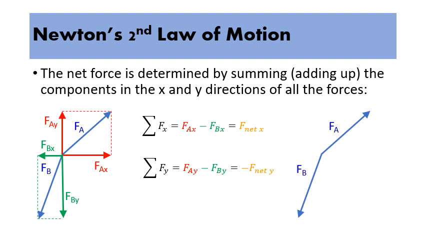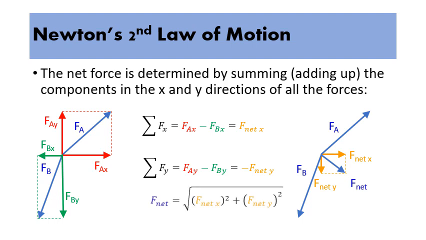We can then draw the net force resulting from forces A and B. Simply draw the x component and the y component of the net force. Complete the rectangle and draw the vector for the net force. To determine the magnitude of the net force, simply square the x and y components, add them, and then square root the result.